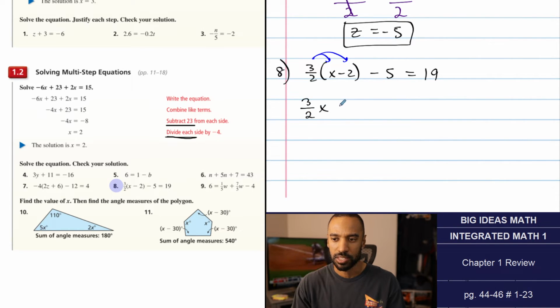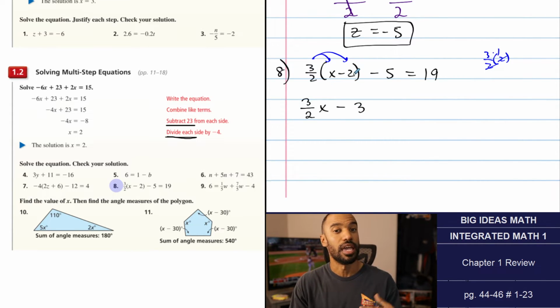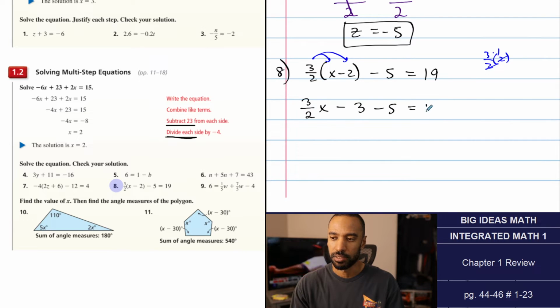3/2 times x minus. Now, when you do 3/2 times 2, the 2 here is multiplying with the 3 and dividing with the 2 here. I like to divide first. 2 over 2 is 1. 1 times 3 is 3. So this becomes a negative 3 like that. That's 3/2 times negative 2. If you use 1.5, 1.5 times negative 2 is negative 3. Then minus 5 equals 19. Negative 3 minus 5 combines to become negative 8.